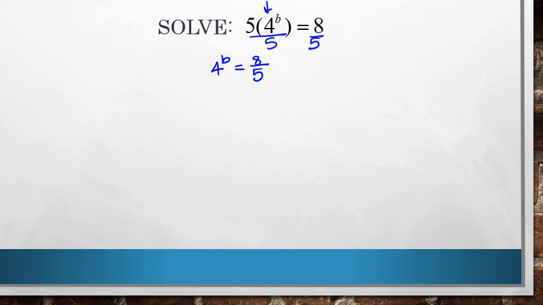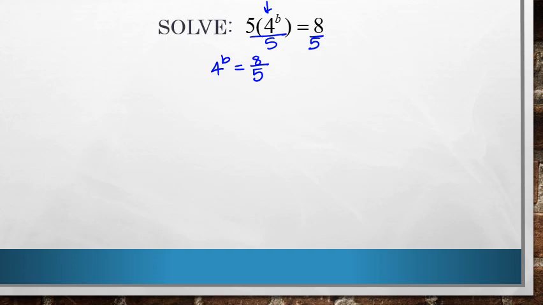Now I have that exponential piece isolated. So I look, can I write these as the same base? The answer is unfortunately no. I can write 4 as base 2 and 8 as base 2, but there's no way to write 5 as base 2. So I have to move on.